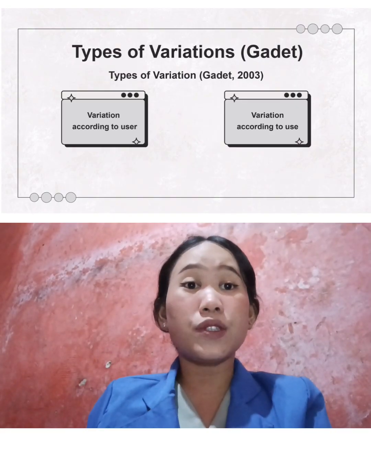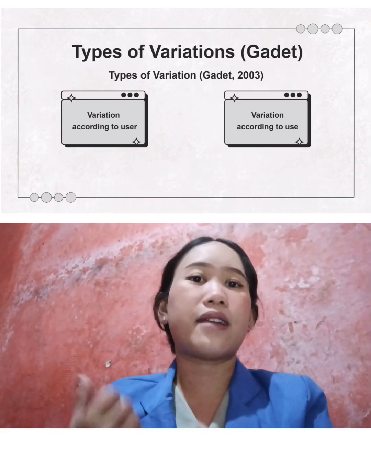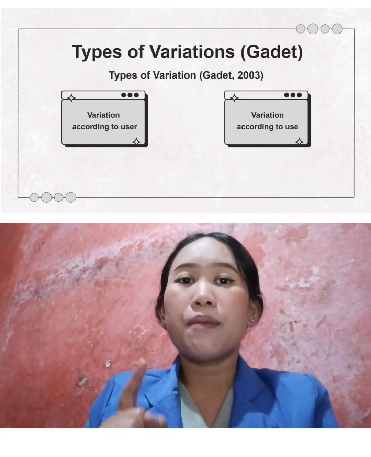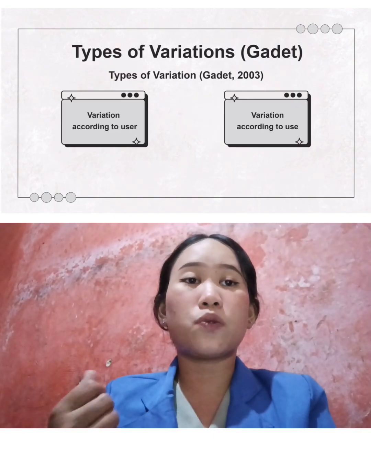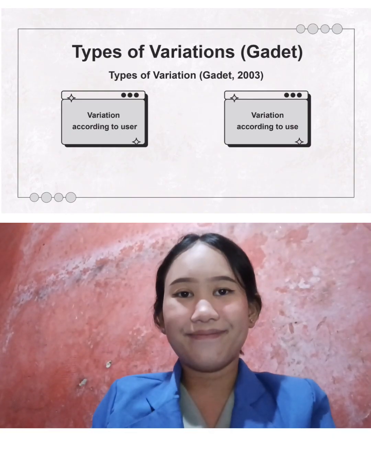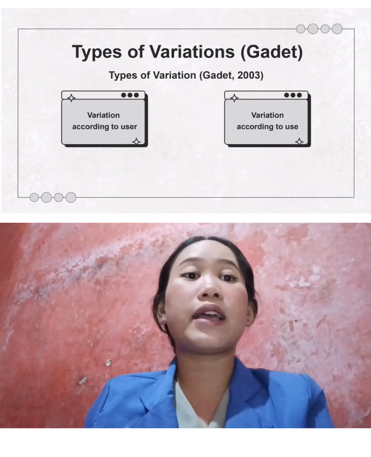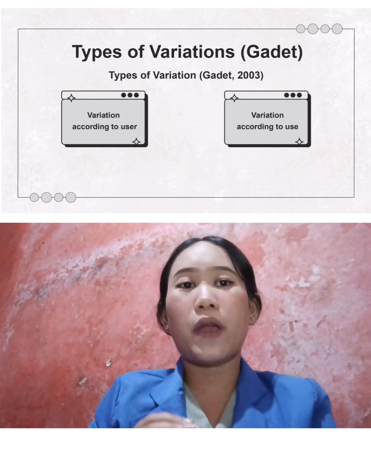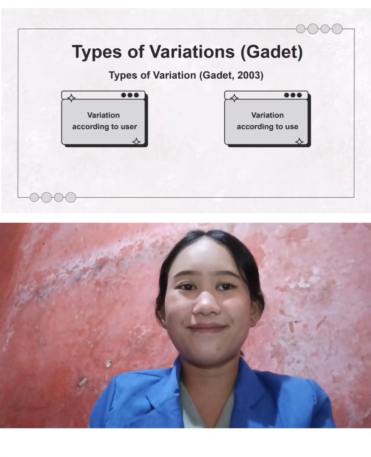Variation according to the user focuses on the identity of the speaker, such as their age, social class, and geographical background. Meanwhile, variation according to use focuses on the situation, context, and purpose of communication. By using this classification, sociolinguistics can analyze language variation in a more systematic and structured way, rather than seeing variation as random or accidental.